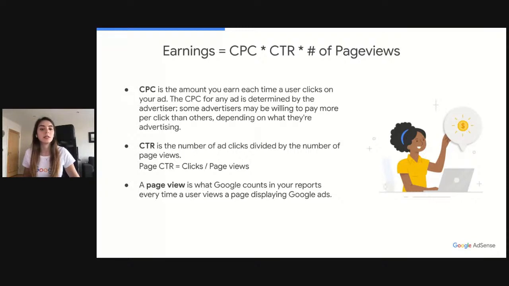Then comes CTR, the click-through rate, which is calculated as clicks divided by ad impressions. So CTR is the number of ad clicks divided by the number of page views, which gives us the page CTR. And a page view is what Google counts in your reports every time a user views a page displaying Google Ads. So your page view is correlated with your traffic.